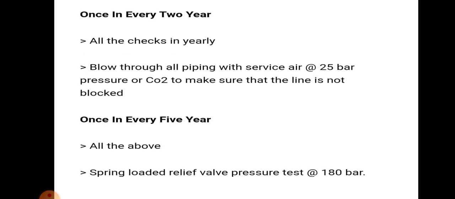Once in every 2 years, all the yearly checks. Blow through all piping with service air at 25 bar pressure or CO2 to make sure that the line is not blocked. Once in every 5 years, all the above checks, and add the spring loaded relief valve pressure test at 180 bar.